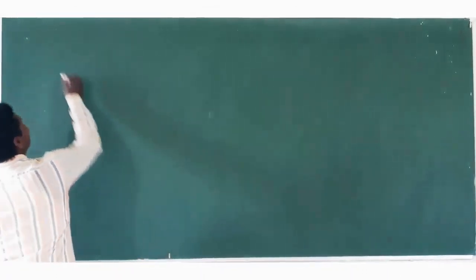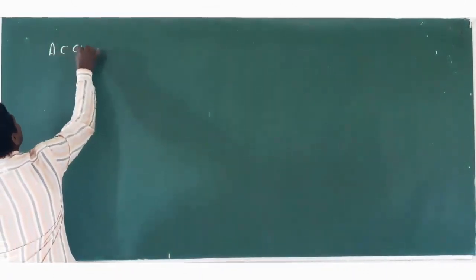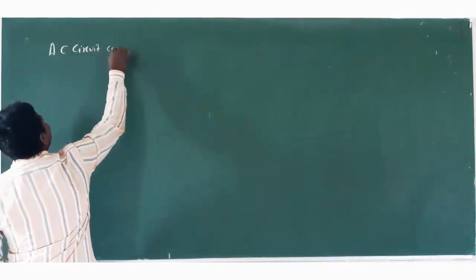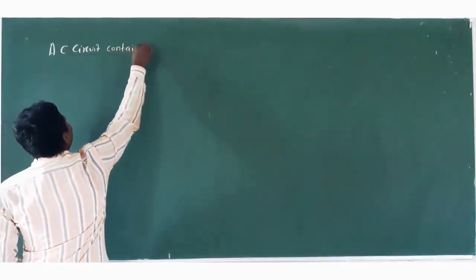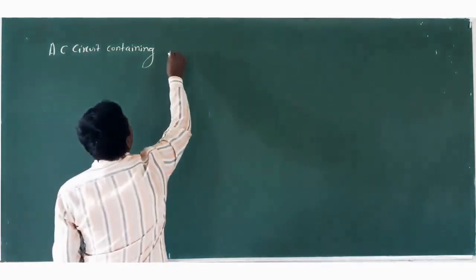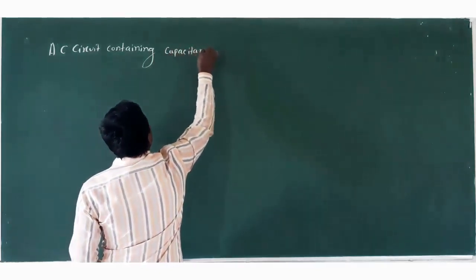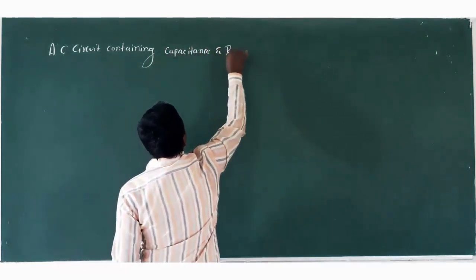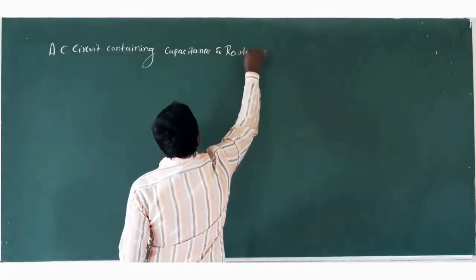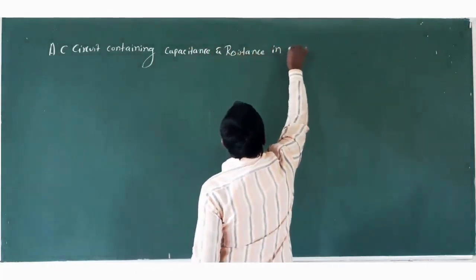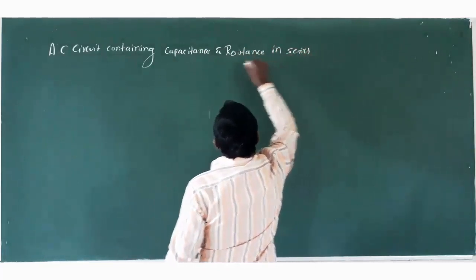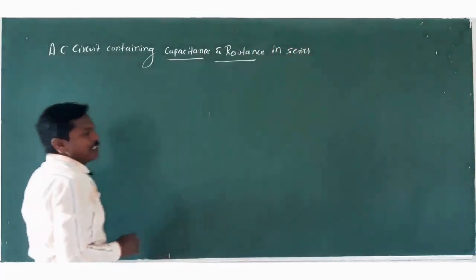Next concept is AC circuit containing capacitance and resistance in series. Capacitance and resistance in series.